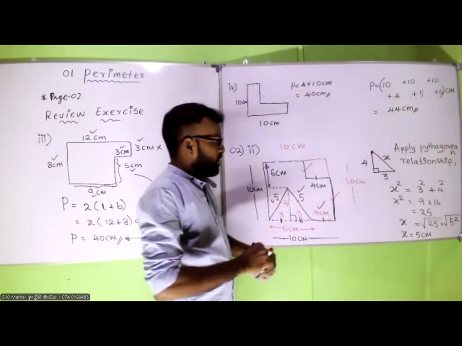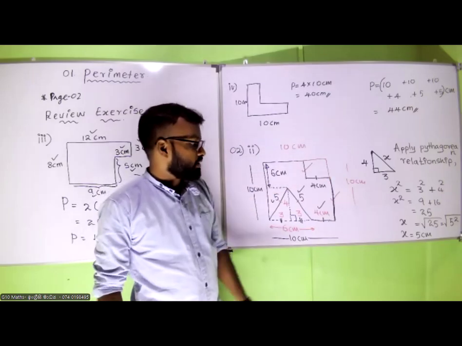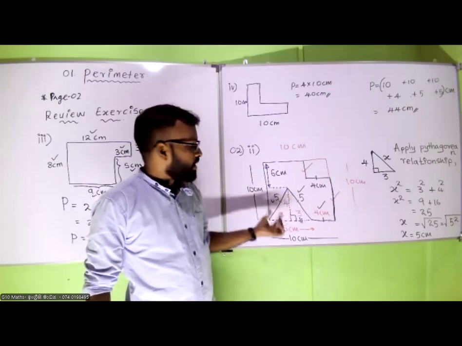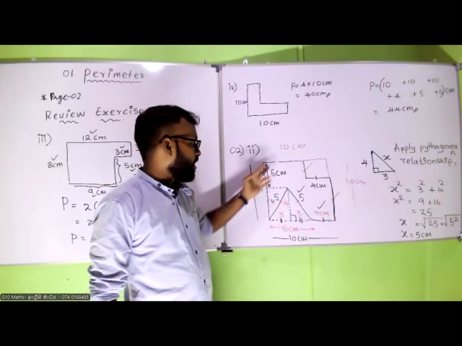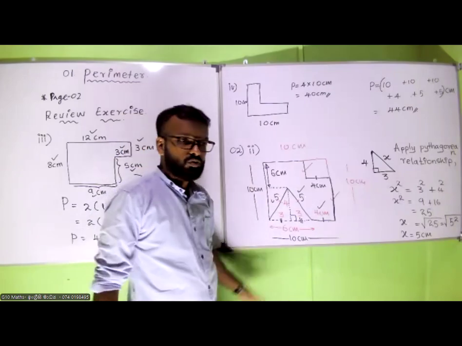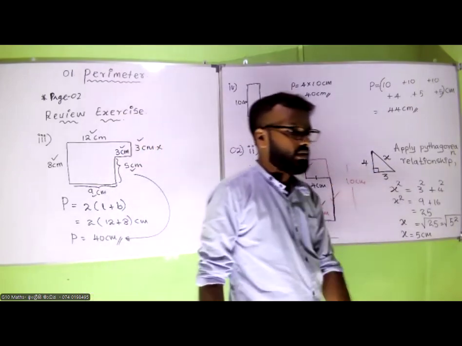So, you have to apply the Pythagorean relationship. Then you can find the hypotenuse and you can complete all the lengths that you have in this figure. Then add them together. So, the final answer will be 44 centimeters.